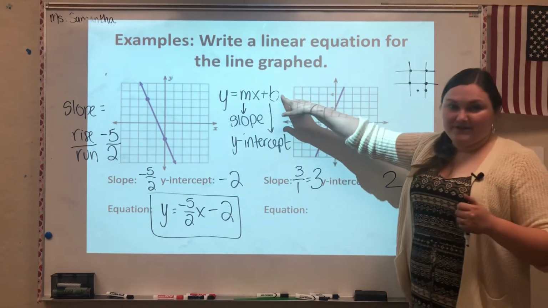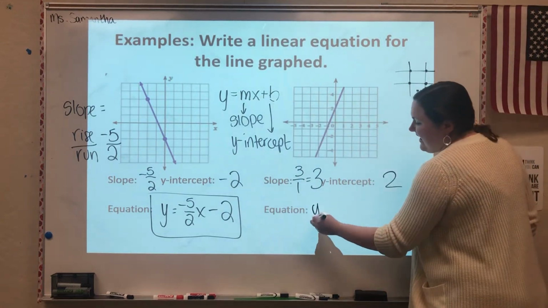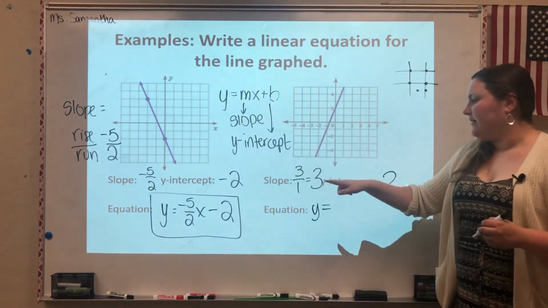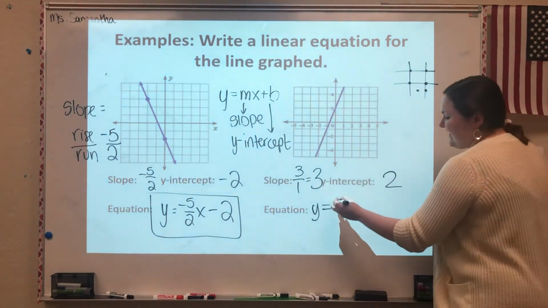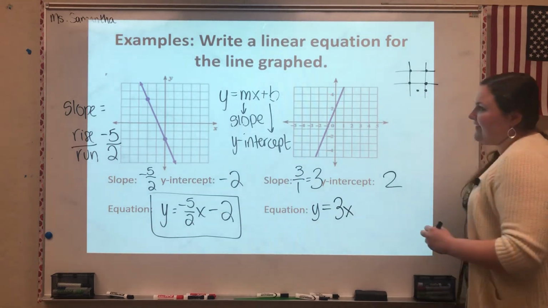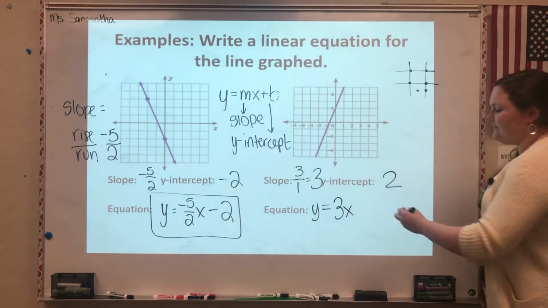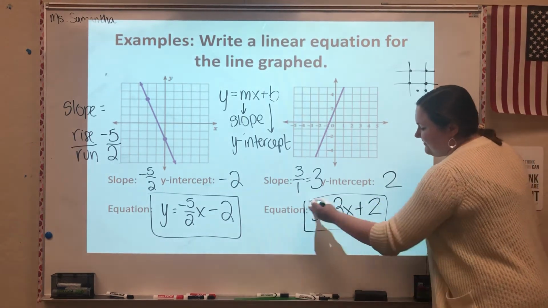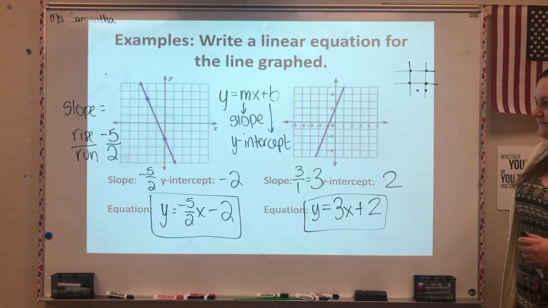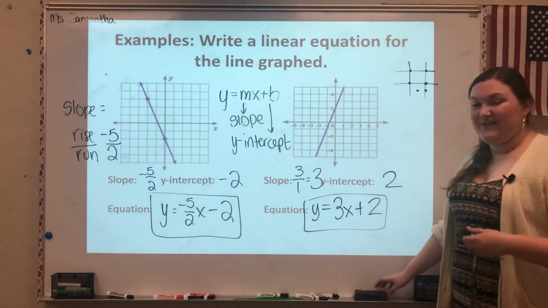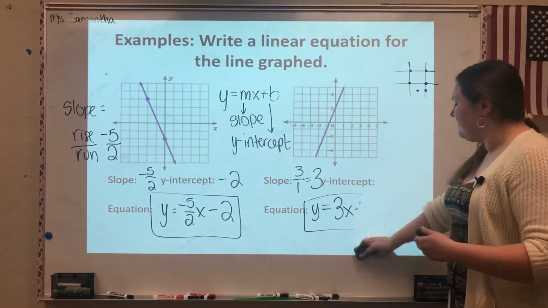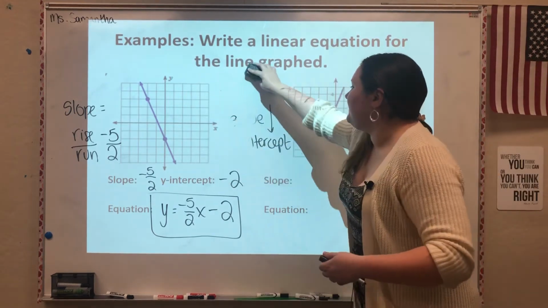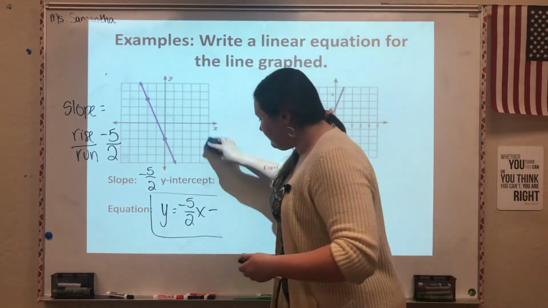Well, I'm using slope-intercept form again. So I've got y equals mx. Well, m is my slope. My slope is 3, so I can say 3x, and then plus my y-intercept, so +2. And we get that for our equation. Similar to what we did in graphing, just going the opposite direction. I'll go ahead and erase these examples, and then there'll be 2 for you to try.